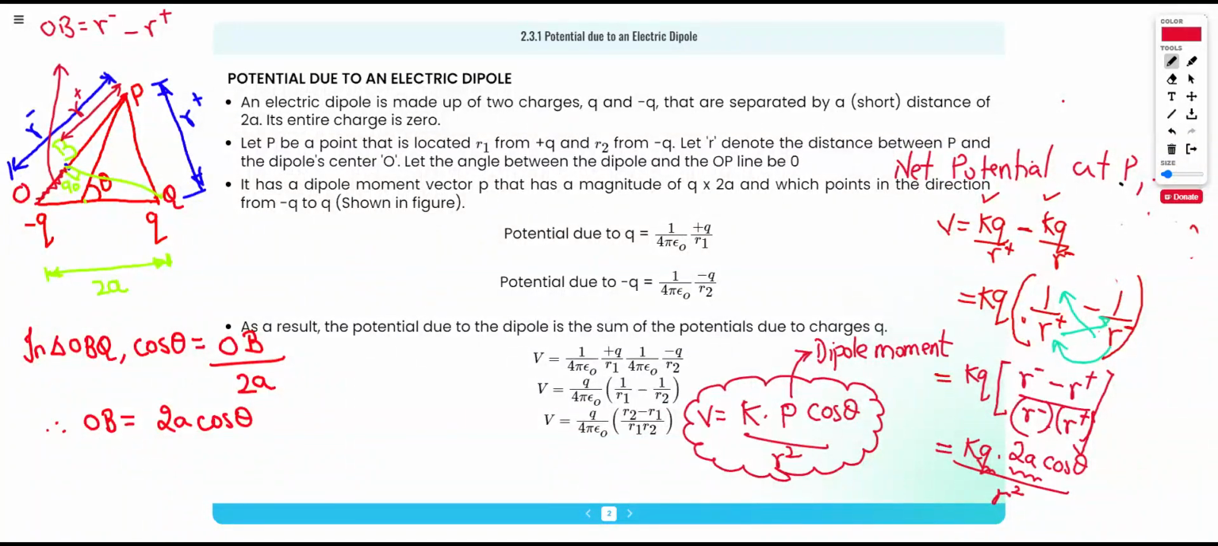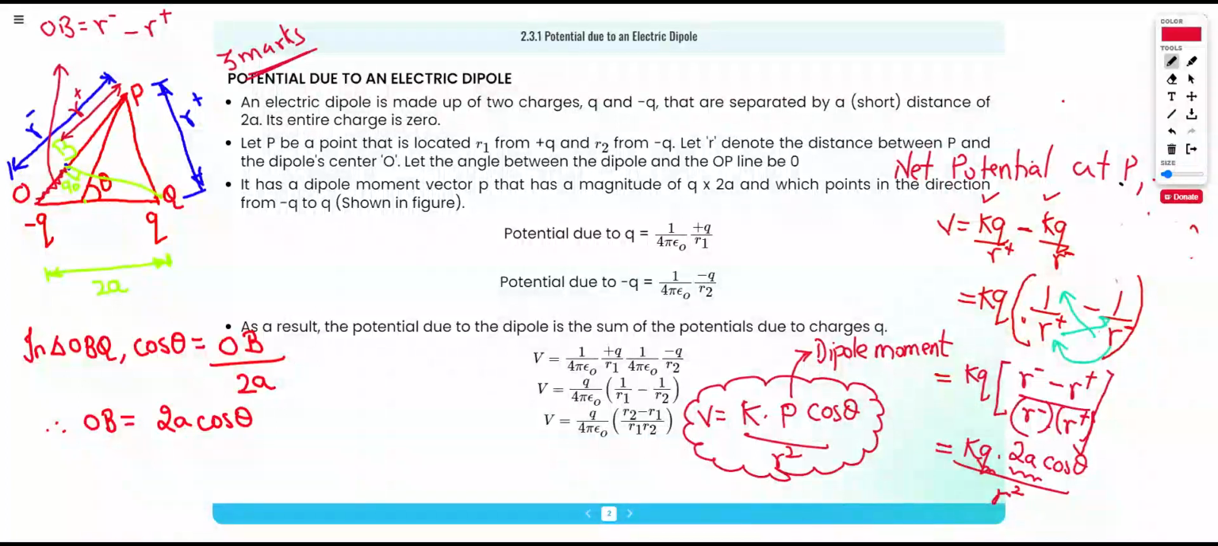So this is the formula of potential due to dipole. You can expect this for 3 marks. Just to make a knot in your head, the formula for V is what? It is K p cos theta over r square. K is our constant. What is p?